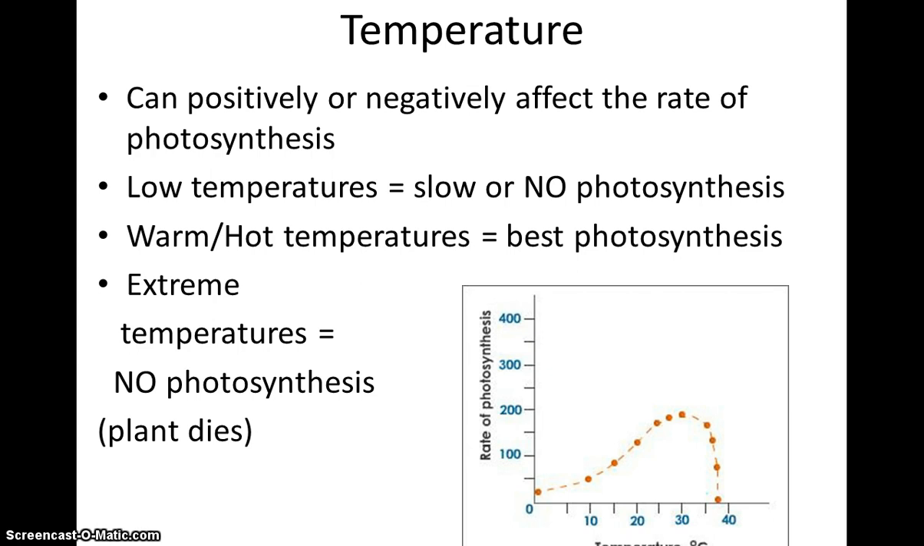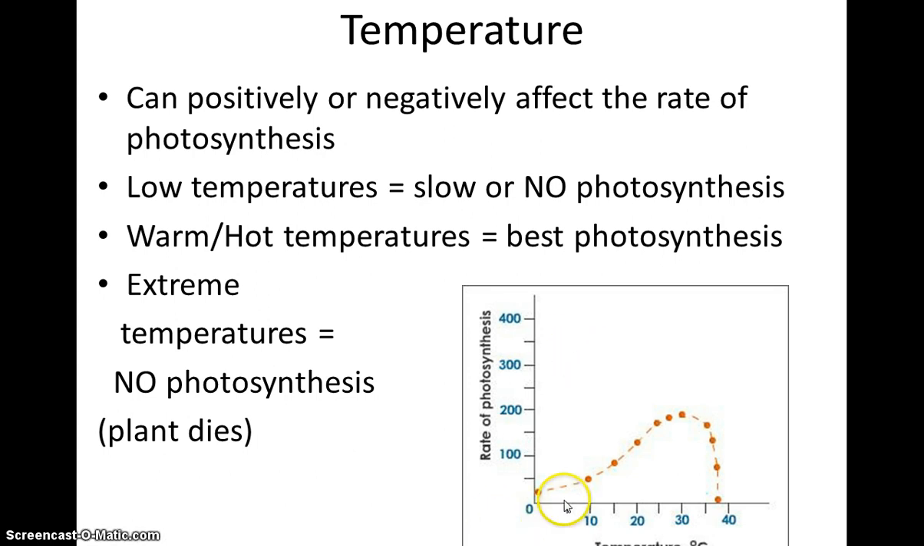At warm, or even what you think of as hot temperatures, that's going to be the range of best photosynthesis. But when it becomes too hot, so above 100 degrees usually, there's not going to be any photosynthesis because plants start to die. There are some plants that are adapted to these extreme temperatures, but they have special mechanisms to kind of help keep things together.